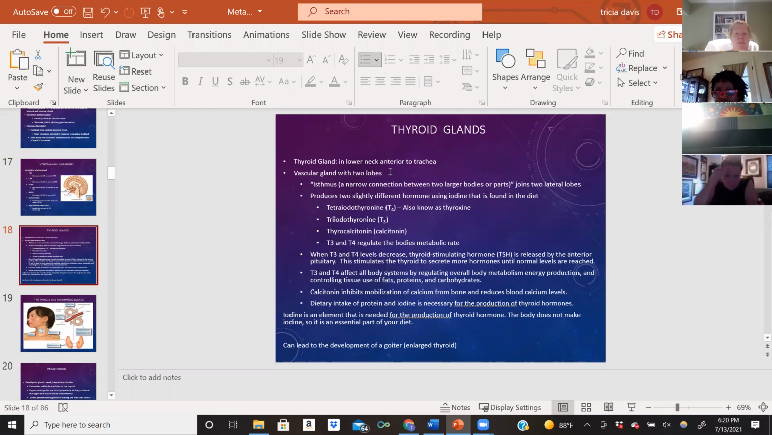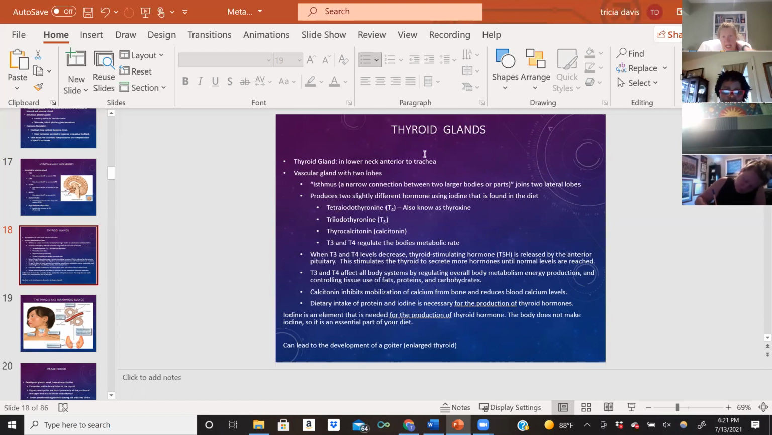All right, so our body also has thyroid glands. They are located in the lower neck, anterior to the trachea, in the front of the neck. You don't usually see them unless they're swollen, but they are there. They are very vascular glands, and like our lungs, they have two lobes. There's a little space in the middle called the isthmus, a very small connection between the two lobes that joins them together.